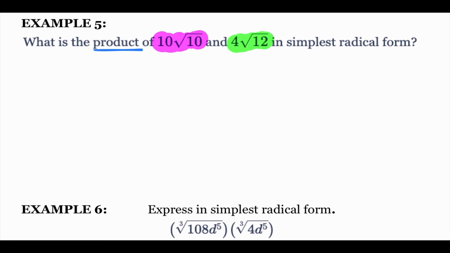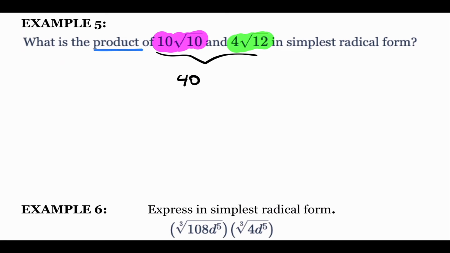Let me ask you a question. What does product mean? Multiplication, right? So I got to multiply the purple and the green. Well, I have a 10 on the outside, a 10 on the inside. I have a 4 on the outside, a 12 on the inside. What do I multiply? Here's the answer. Multiply what's on the outside with what's on the outside. So you can multiply outside numbers. 10 and 4, I can multiply. 40.